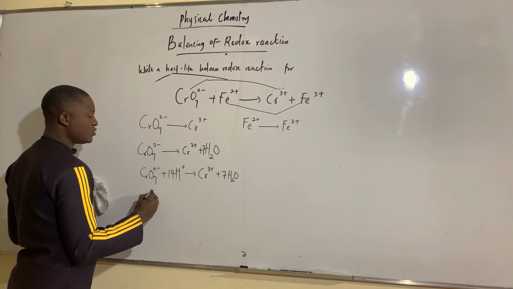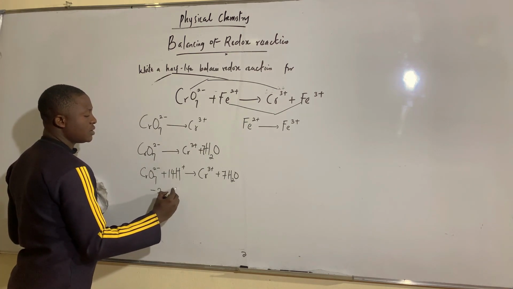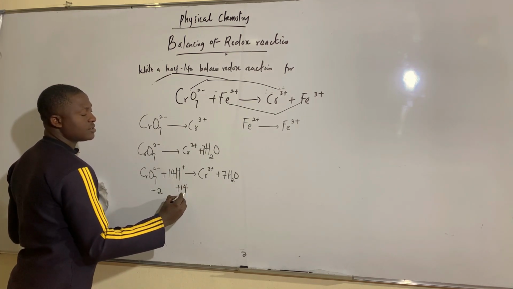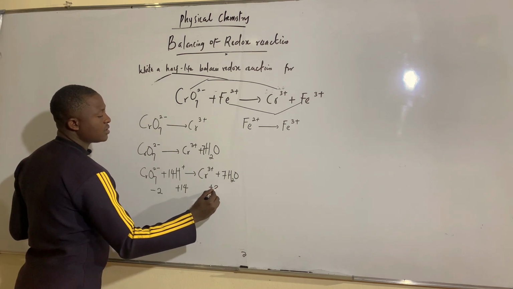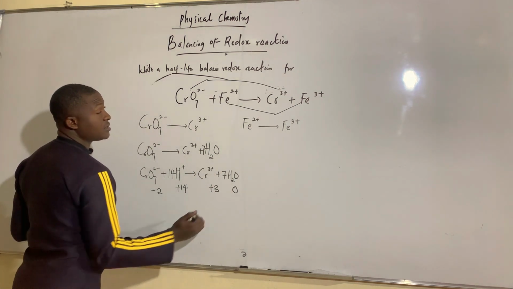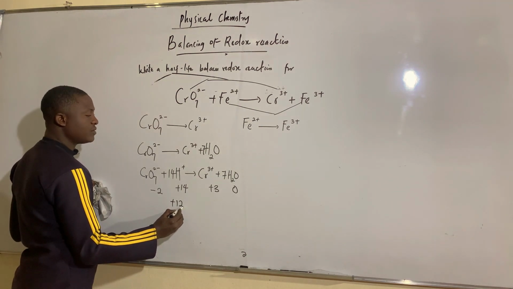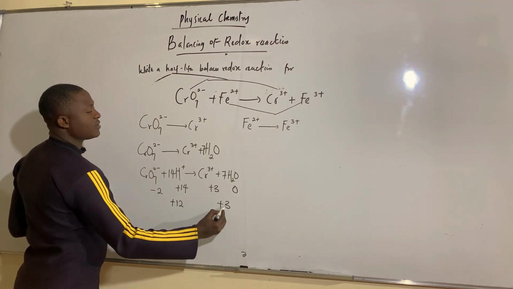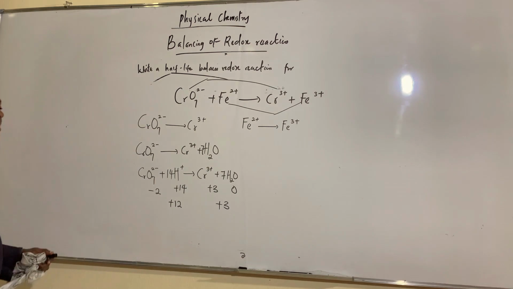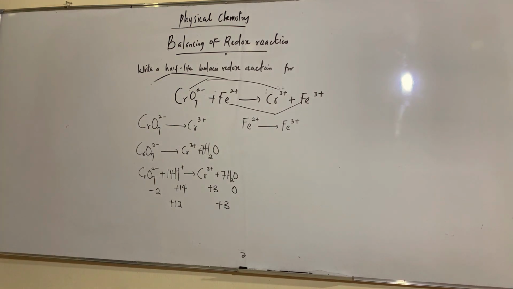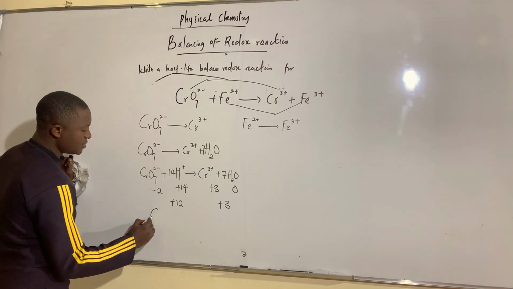Here is minus 2. Here is 14. Here is 3. Here is 0. Can you see that? So minus 2 plus 14, we are going to have plus 12. Here we are going to have plus 3. Are they balanced? So that means we need to subtract how many? 9.